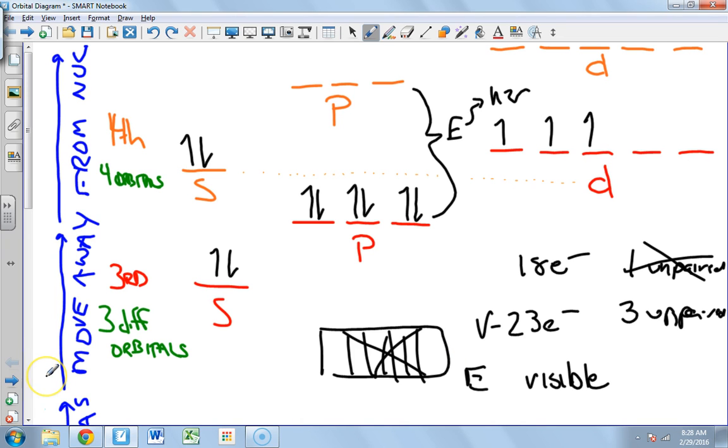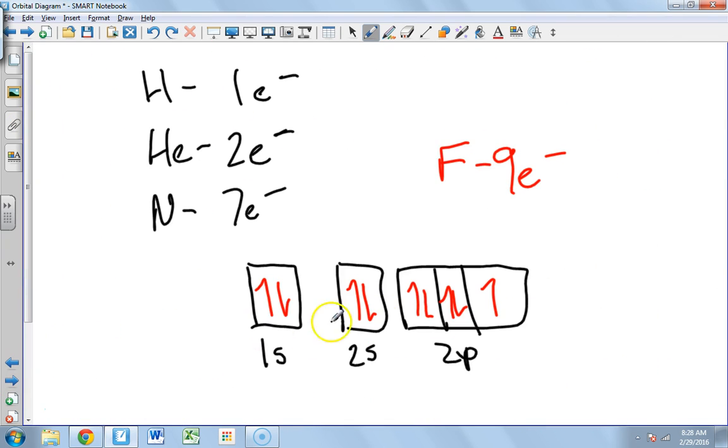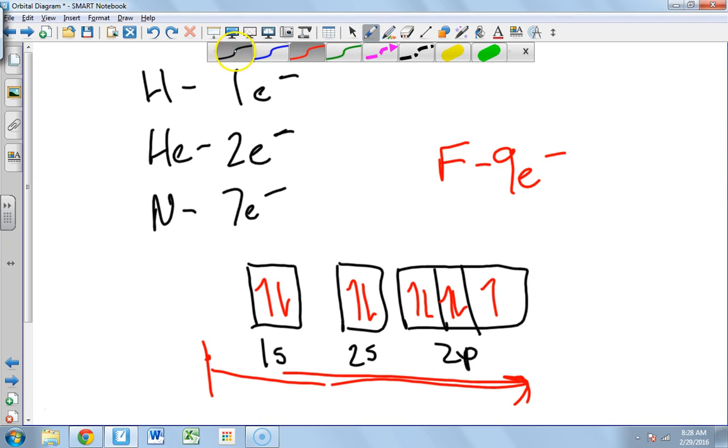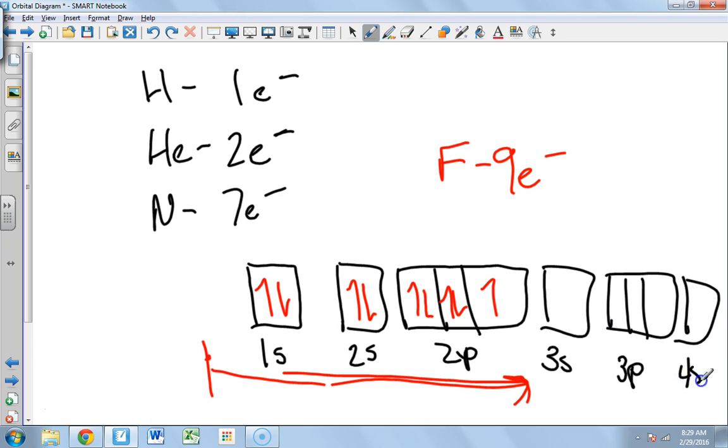As opposed to doing it in lines, which takes up a lot of space, when we do this, it takes up less space. So you'll see sometimes it written out linearly. And then as we go away from the left-hand side of the page, we gain energy. And so then after the 2p's, we get the 3s's, and then the 3p's, and then the 4s's. So they'll actually write it out like that. Okay. So that is everything that you need to know about electron configurations and orbital diagrams.